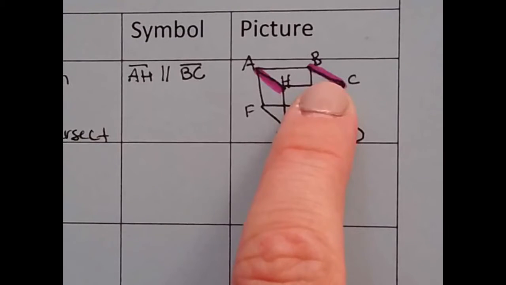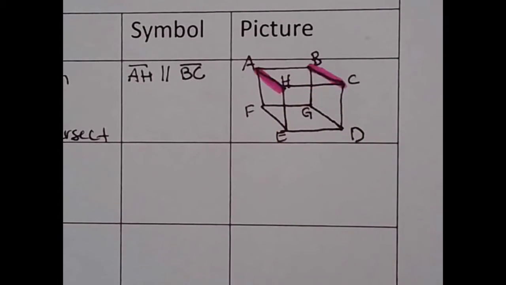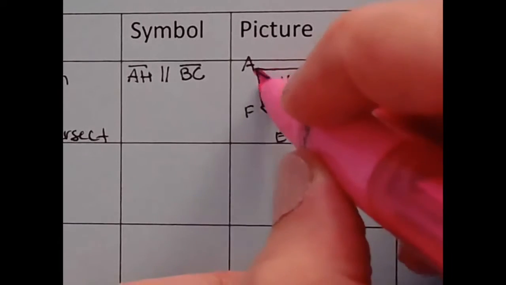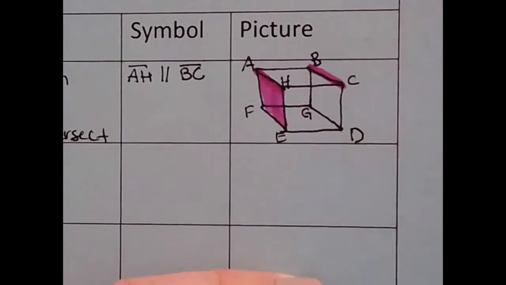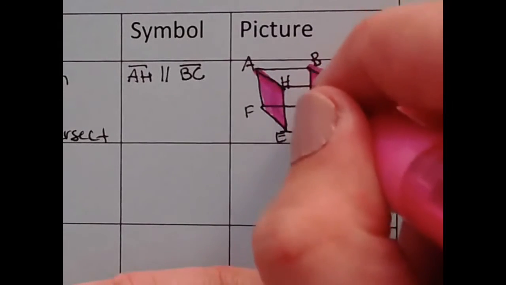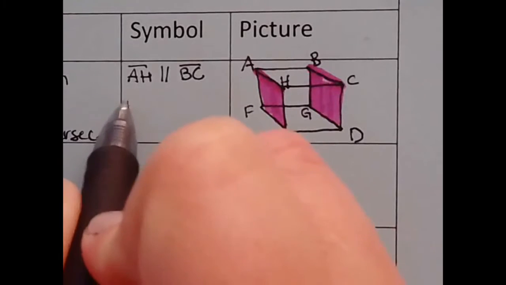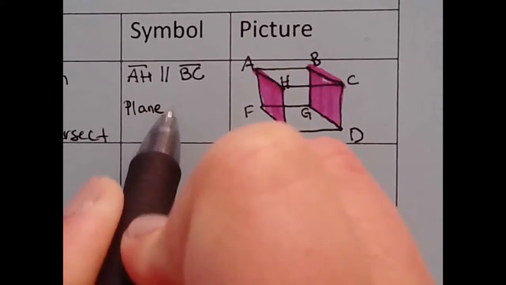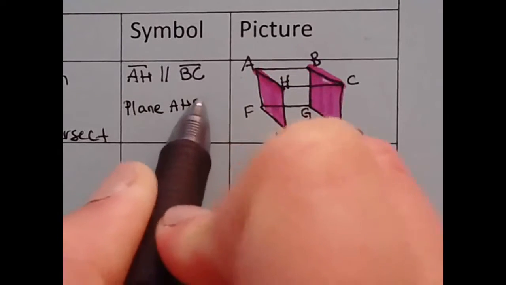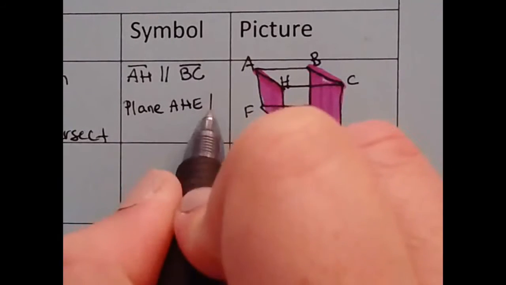Okay, then I could talk about entire planes being parallel just like that tissue box. So I have this entire plane here. I could say that entire plane is parallel to this entire plane here. So again, naming a plane, I need three non-collinear points. So plane AHE is parallel to plane BCD.